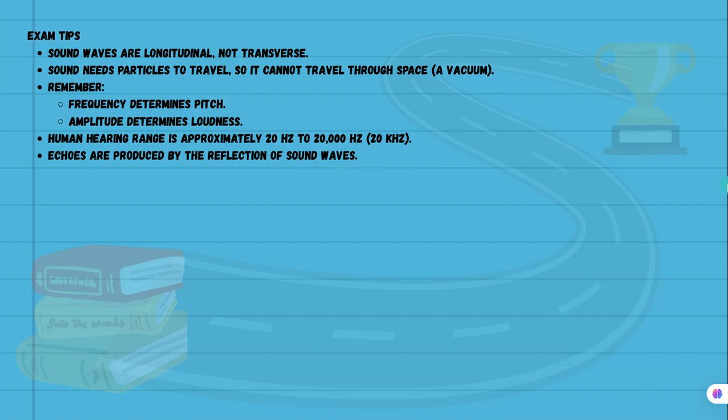Exam tips. Sound waves are longitudinal, not transverse. Sound needs particles to travel, so it cannot travel through space, a vacuum. Remember, frequency determines pitch. Amplitude determines loudness. Human hearing ranges approximately from 20 Hz to 20,000 Hz, 20 kHz. Echoes are produced by the reflection of sound waves.